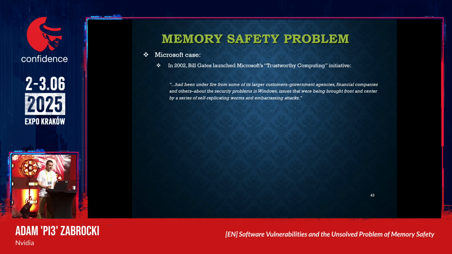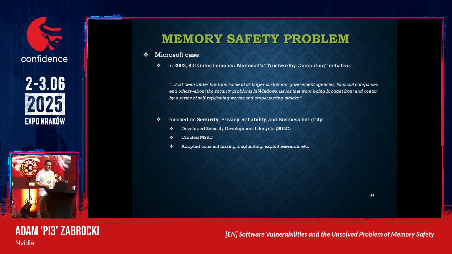And the reason why, because Microsoft has been under constant fire from their biggest customers, which they have. So government agencies, financial companies, big banks. They said their business was affected by the bugs which Windows carried at that time. So they couldn't ignore it anymore, because the customers demanded some kind of change in the security state, because it actually affected their customers. So as a result, they created TWC, which focused on 4 pillars, which are security, privacy, reliability, and business integrity. As a result, they actually developed something called the Security Development Lifecycle, known as SDL.